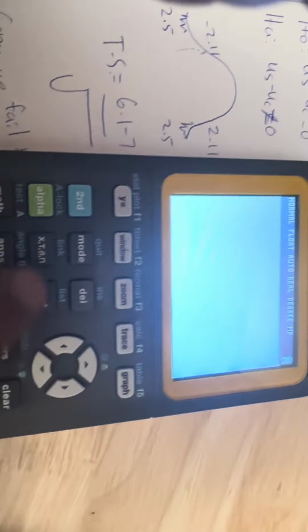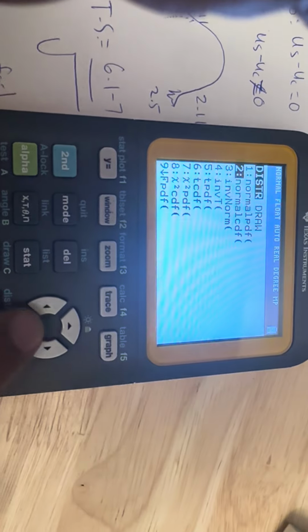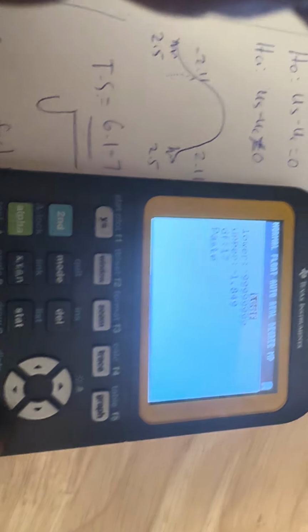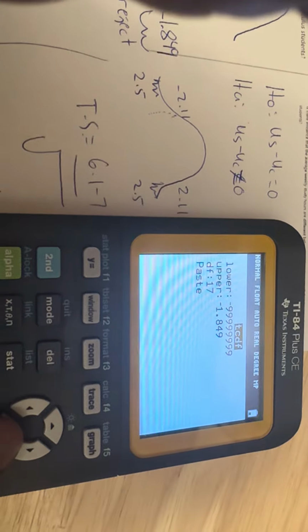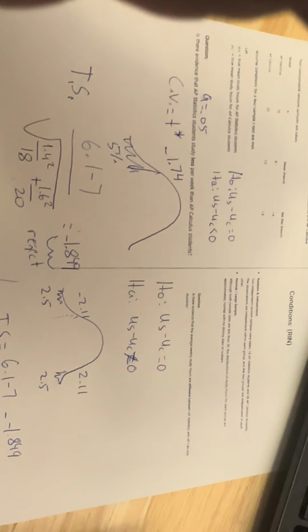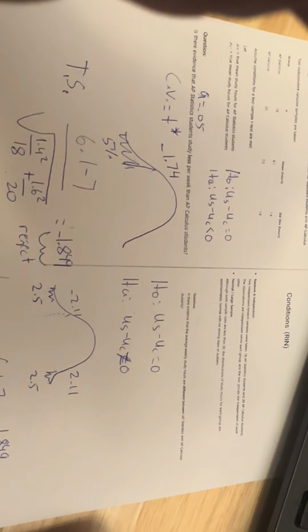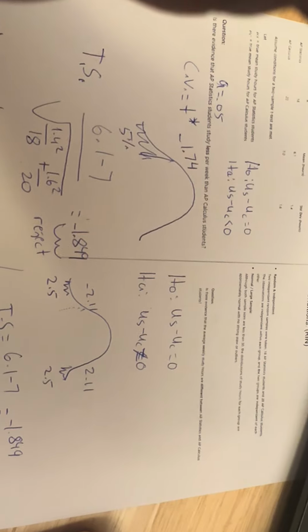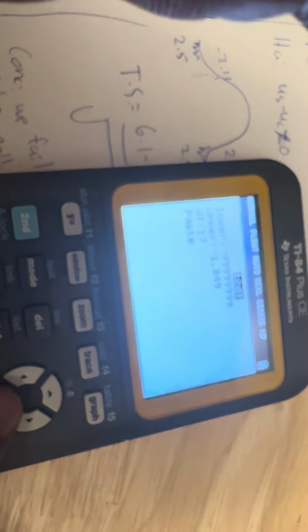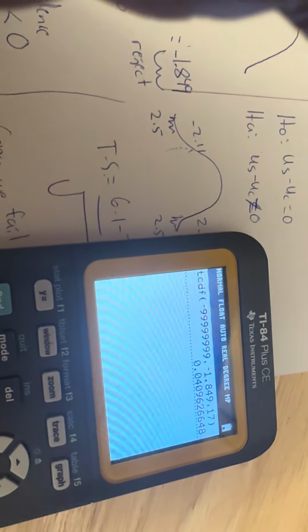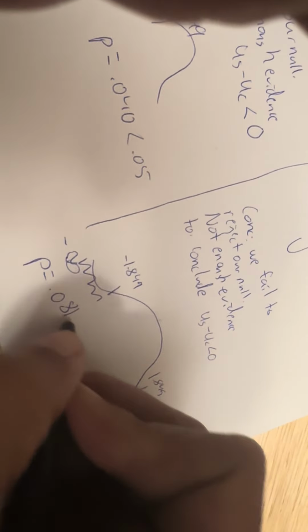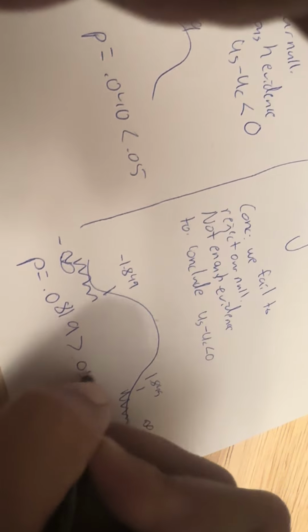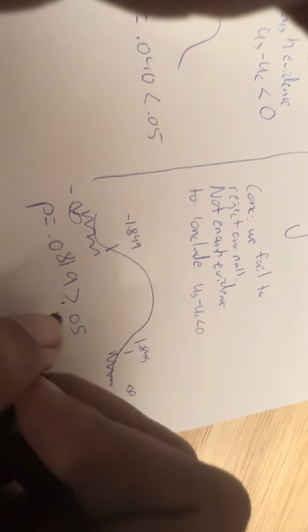So now I do this, same thing, second vars. I go to this. If I want to get my p-value, I go here to negative 1.849. But this time I have to double it, because it's in two regions. So that's why we can say we failed to reject it. So my p-value equals 0.0819. So that's greater than 0.05, so we fail to reject our null hypothesis. Good job.